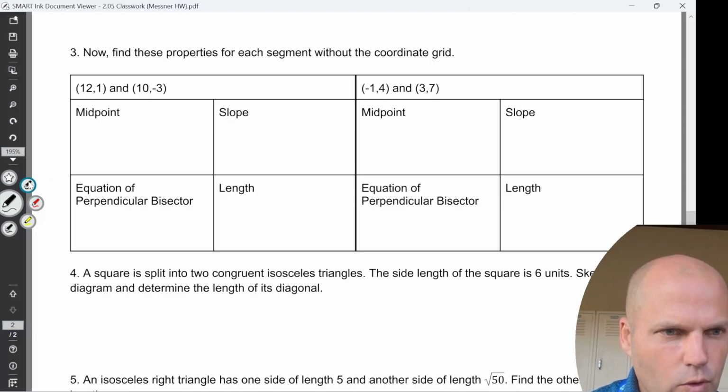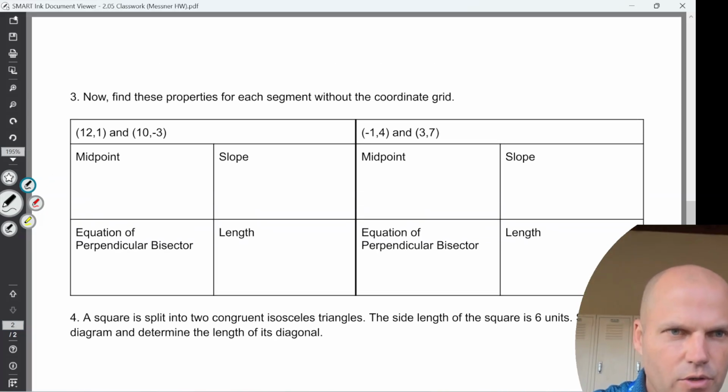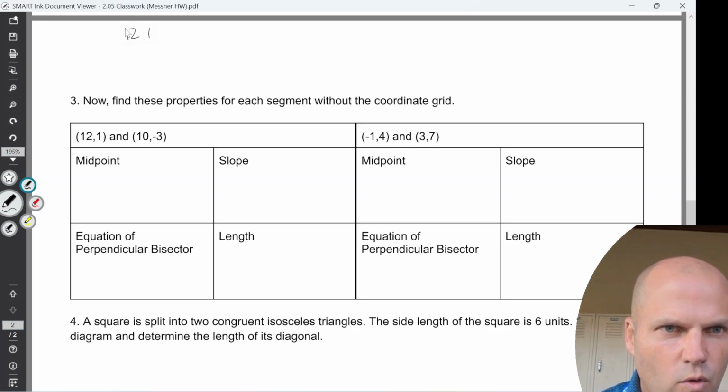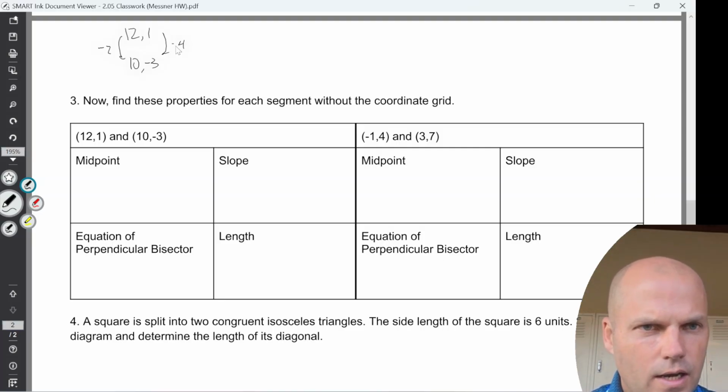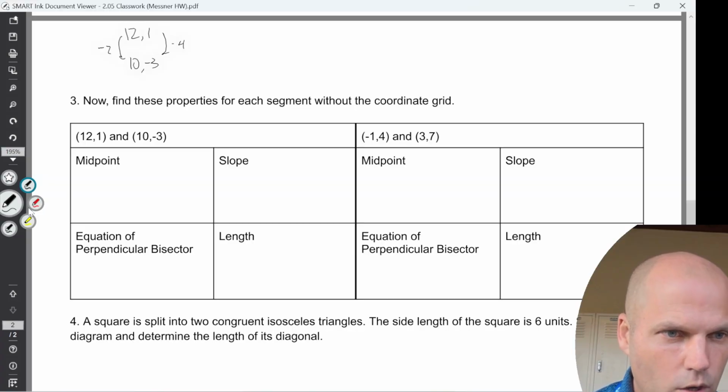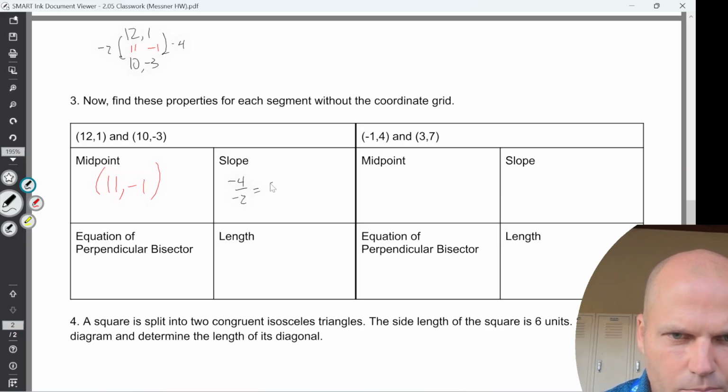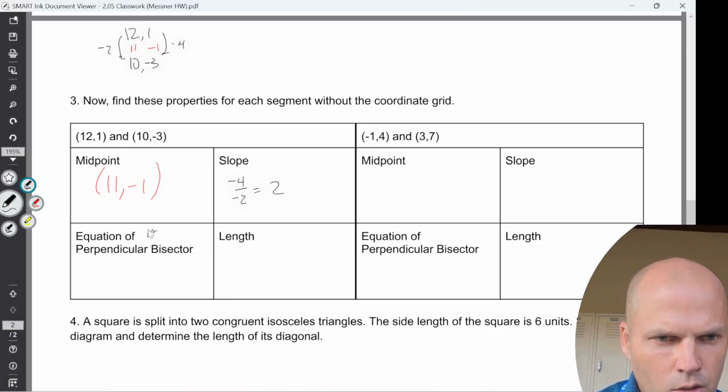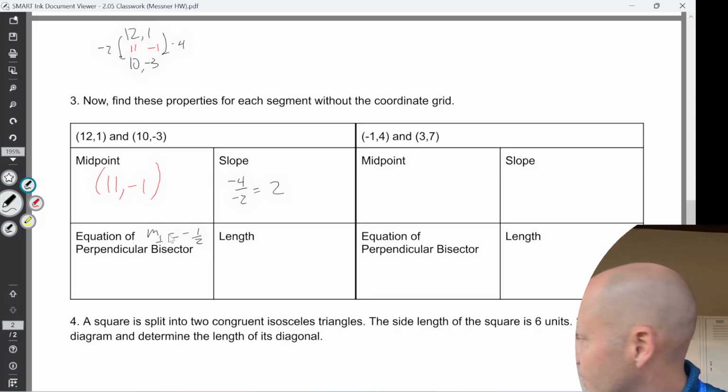All right, without the use of the coordinate grid, we could do pretty much exactly what we were doing. We have the points 12, 1 and 10, -3. My x's go down 2, my y's go down 4. So I'll go down 1, and I'll go down 2 to get the midpoint. My slope will be -4 change in y over -2 change in x, which is just +2. That makes my perpendicular line have a slope of -1/2.